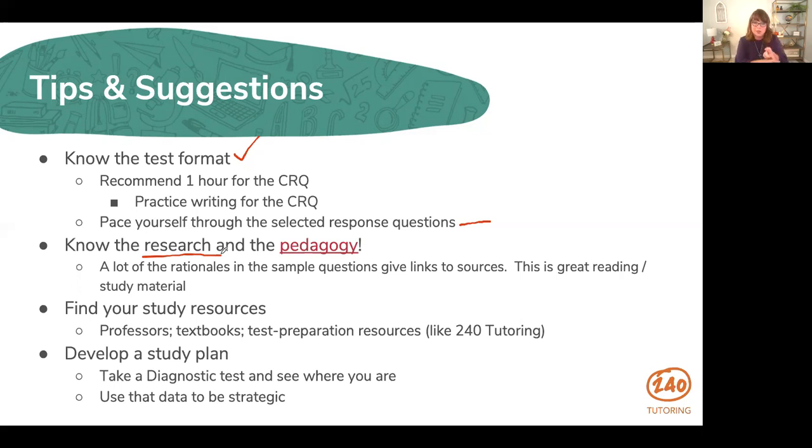Remember, note grade level, note time frame, note keywords. All right, doing that in your practice will help that come quicker and easier when you're actually taking the test. In the rationale, so those first 25 questions that have rationales, there are links to other resources and research. I would highly recommend you read those too. It's great study material. You need to find your resources.